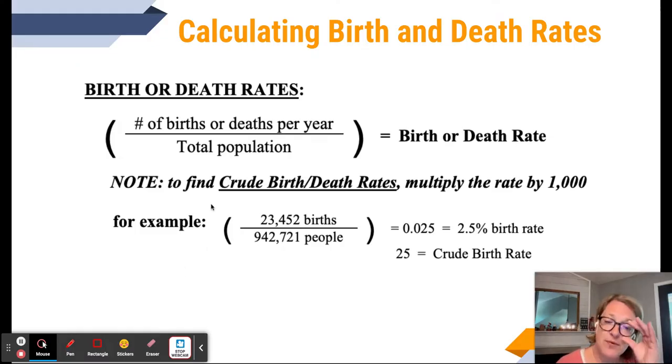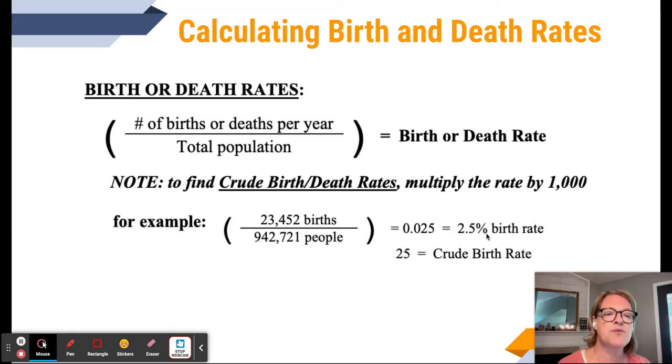If we look at our example here, if we had 23,452 births and we want to see what the birth rate is, we would divide that by the total population, 942,721 people, and we would end up with 0.025. If we multiply that by 100, that would be equal to a 2.5% birth rate. We could also take 70 divided by 2.5, and that would tell us how many years it would take the population to double.